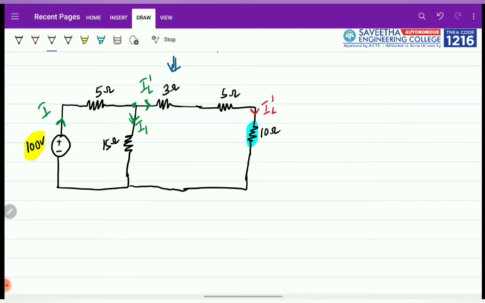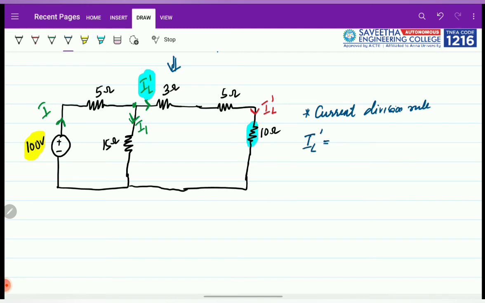And now we need to find what is IL dash. So to find IL dash, we can use a simple method. Just think about it, you are going to find the branch current. In order to find the branch current, it is essential to note that you need to know the current division rule. The first foremost thing you need is the current division rule. So by current division rule, what is IL dash?